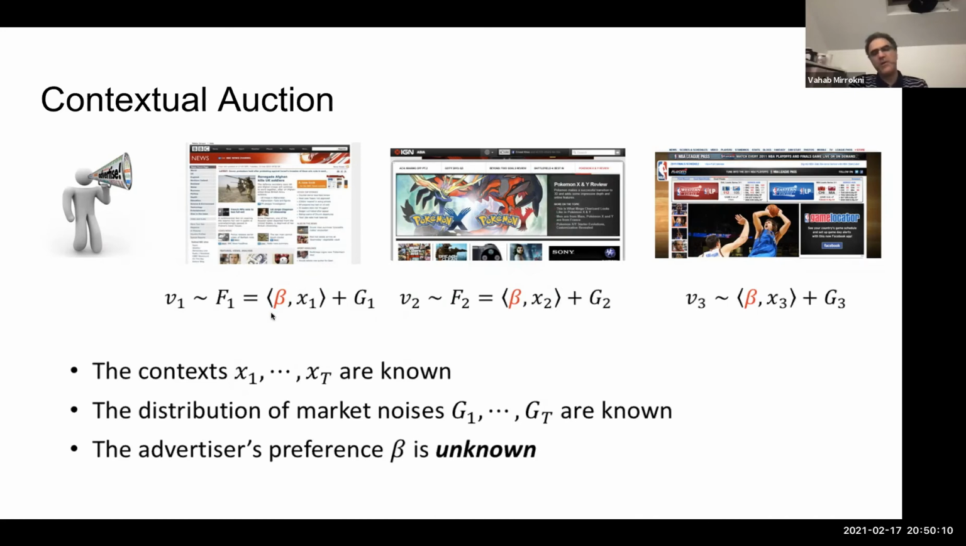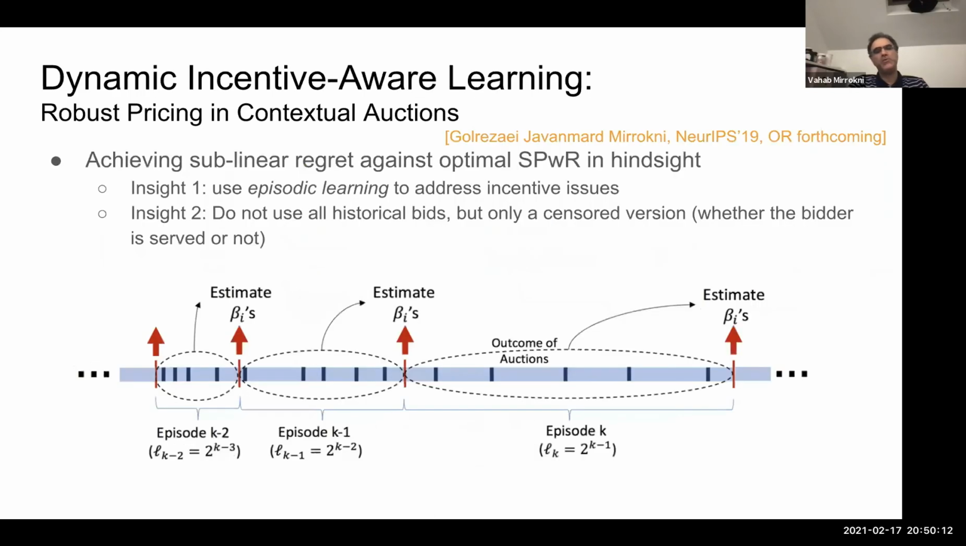So in an environment like this, we show how to set a pricing scheme that we call a dynamic incentive-aware learning pricing scheme that achieves a sublinear regret against the optimal second price auction with reserve in hindsight. The insights from the algorithm that we use to achieve this sublinear regret is that we first of all use episodic learning to address incentive issues.